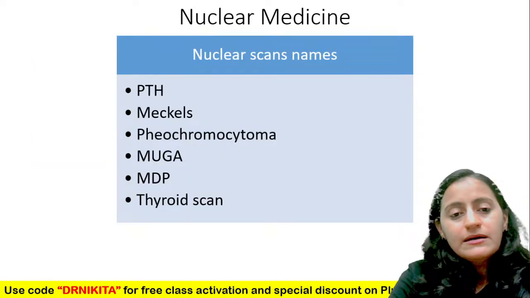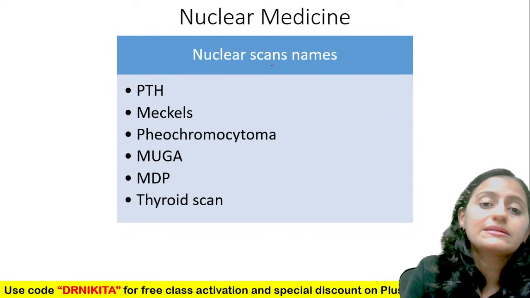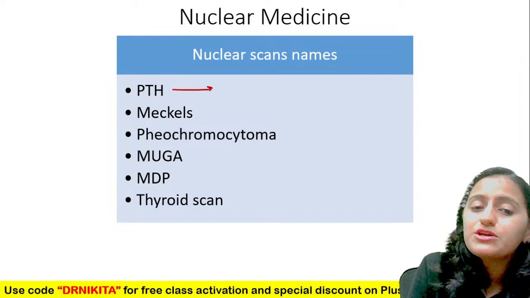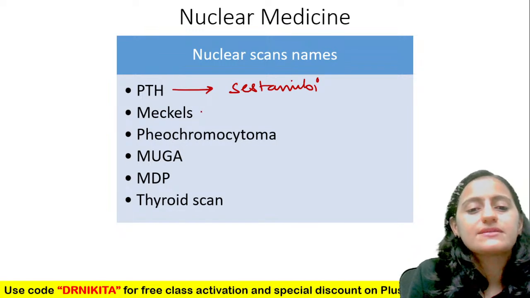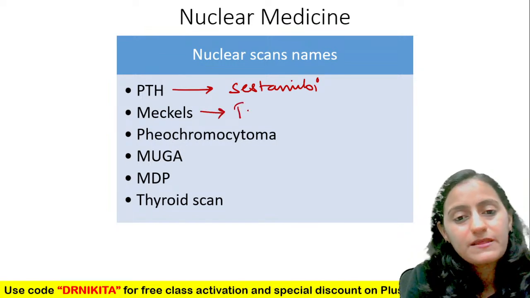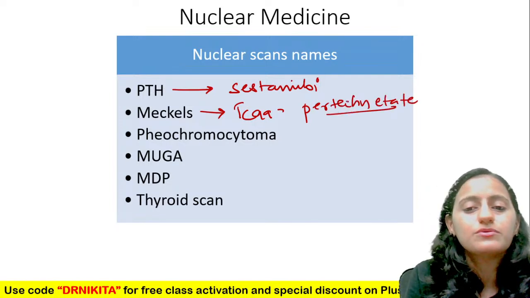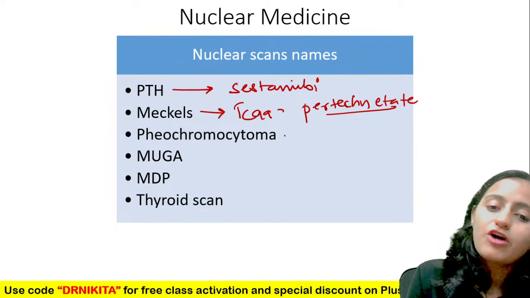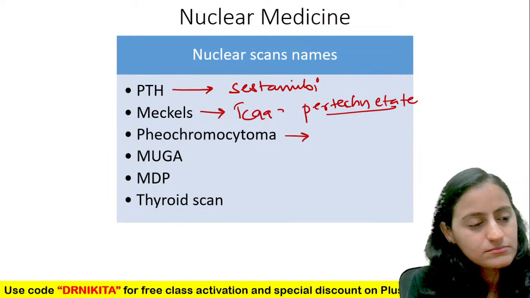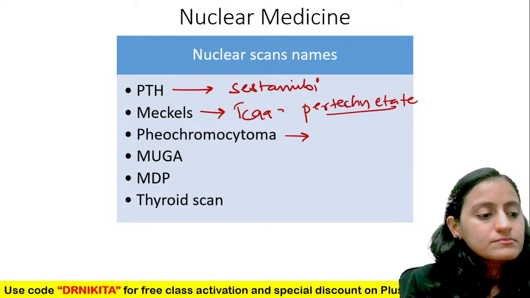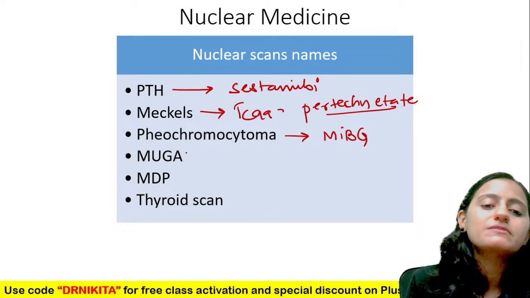Okay. Next one, and now coming to nuclear medicine. What is important in nuclear medicine is the names of the nuclear scans. What nuclear scan do we do for parathyroid adenoma? Remember it is Sesta-MIBI scan. For Meckel's diverticulum, remember it is technetium 99 pertechnetate scan. For pheochromocytoma, what scan do we do for pheochromocytoma? It is MIBG scan.